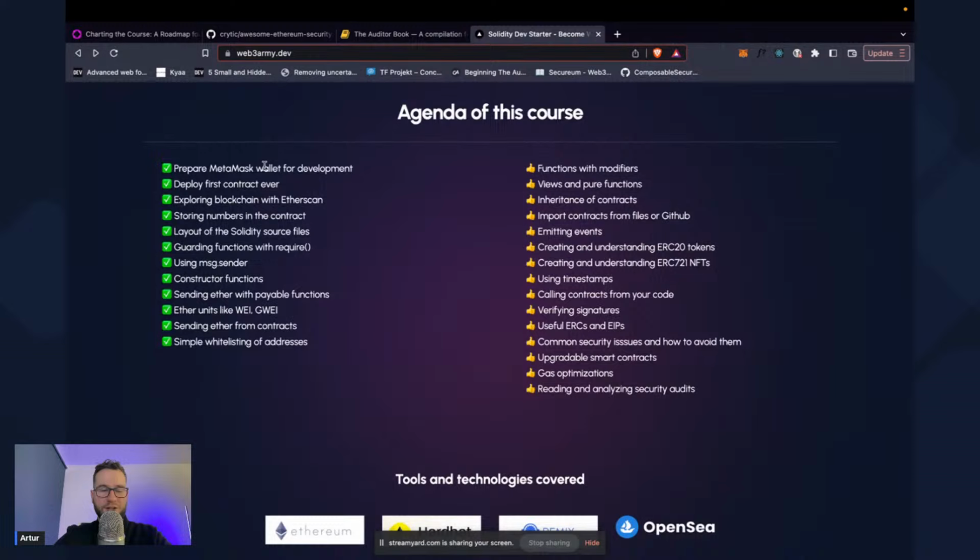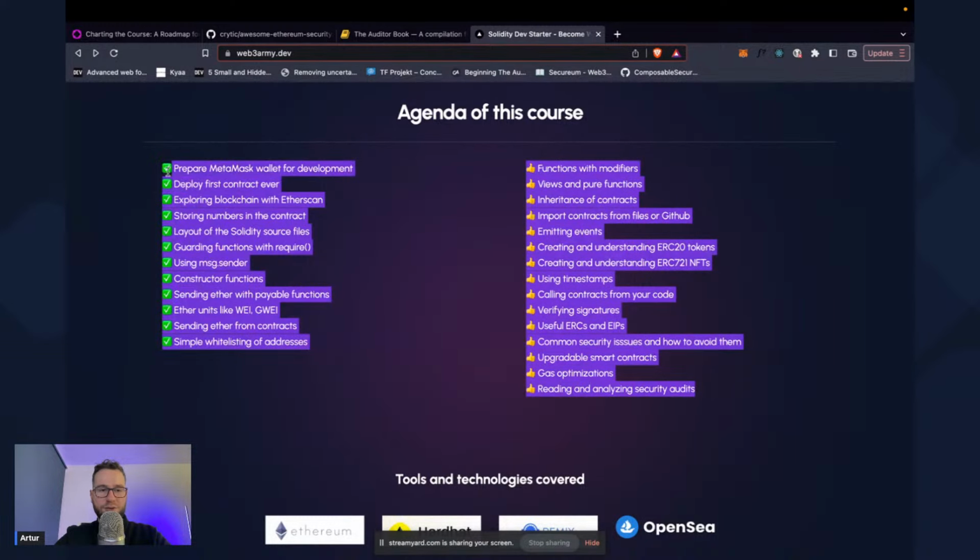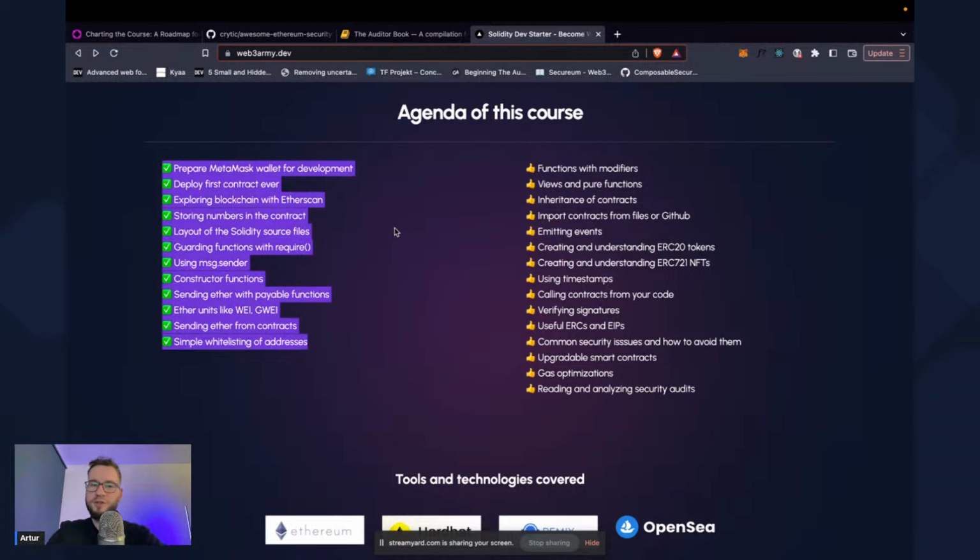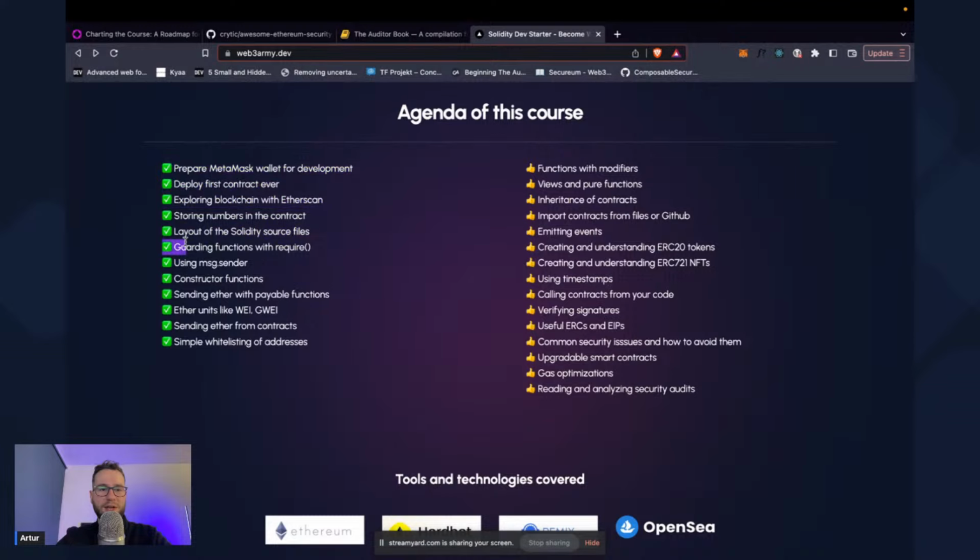But here you can check the agenda. So there would be for sure the stuff that you can see here. There would be a lot of stuff for newcomers, for beginners. If you never did anything with Solidity, there would be some intro lessons in which I will show you how to set up a development environment, and I will explain some layouts of Solidity, using constructor functions and so on. But there would be also a bit more advanced stuff.